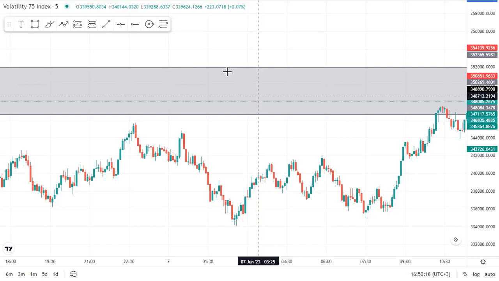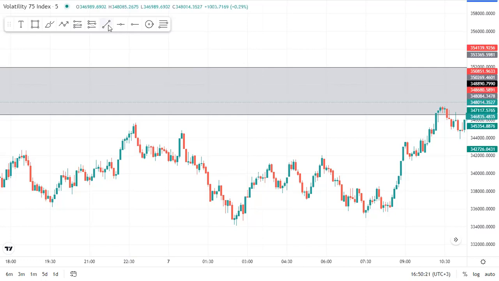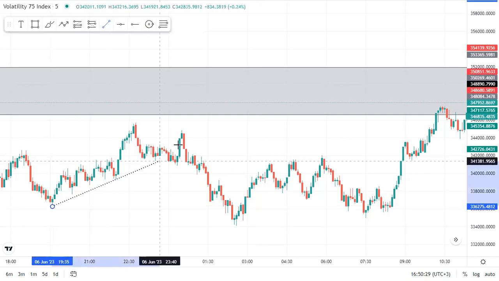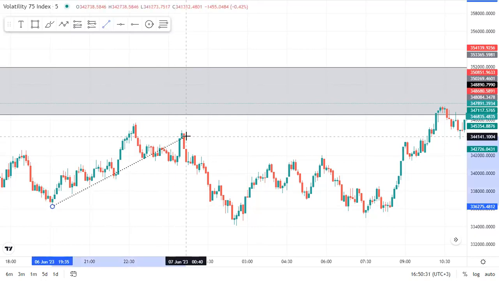So how do I do it? Let me show you. I'm taking my trend line tool and I'm going to draw a smooth trend line over this area right here.